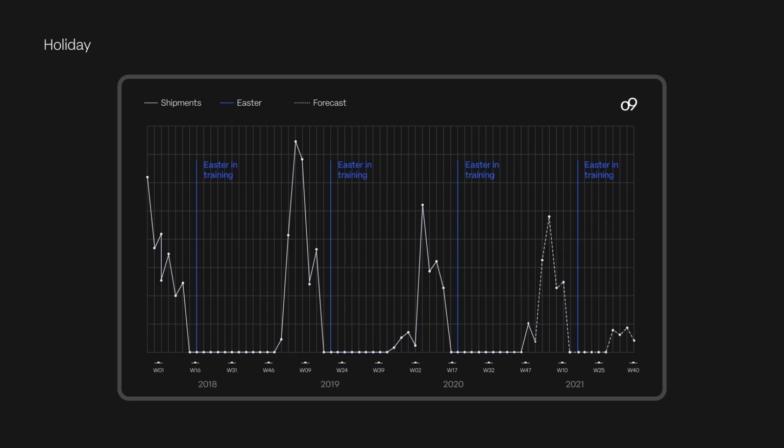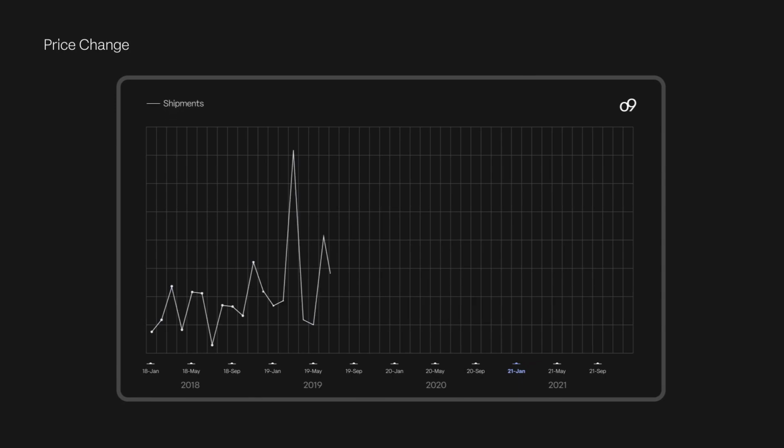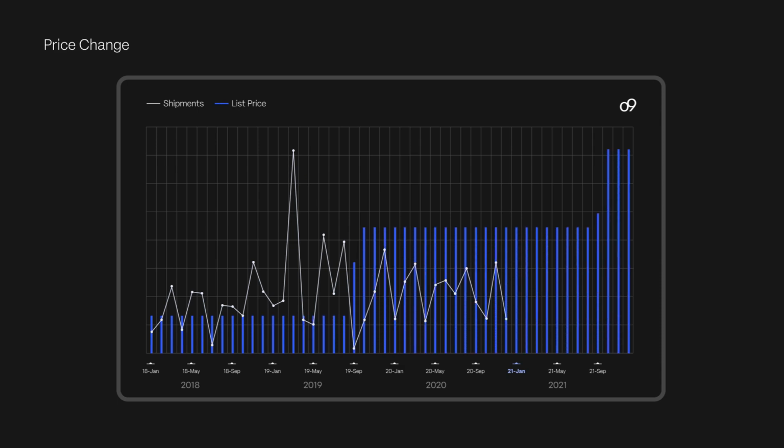Holidays can significantly contribute to demand, and this seasonal insight will help prepare for the Easter sales surge and remove any surprises. Now let's look at list price. Here we can see that the sales dropped significantly for this product in the month of September. Bringing in the list price into the picture shows that the drop in sales was tied very closely to the price hike in the same month.